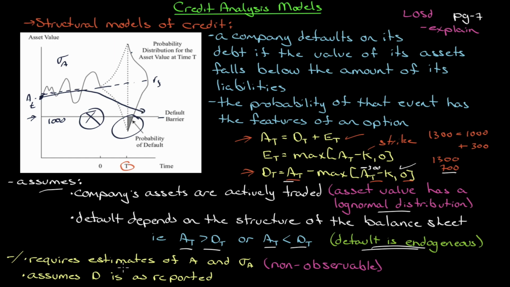Also, some more limitations. It requires estimates of the asset value and of the volatility of the assets. Well, these are non-observable for most companies. It also assumes that the value of the debt that you're modeling is as reported on the balance sheet. Well, there could be other sources of debt that we don't find on the balance sheet. We know that we can use structured finance vehicles to move debt off the balance sheet. We can use different types of lease structures to have off-balance sheet financing as well. So those are some of the drawbacks of the structural model.